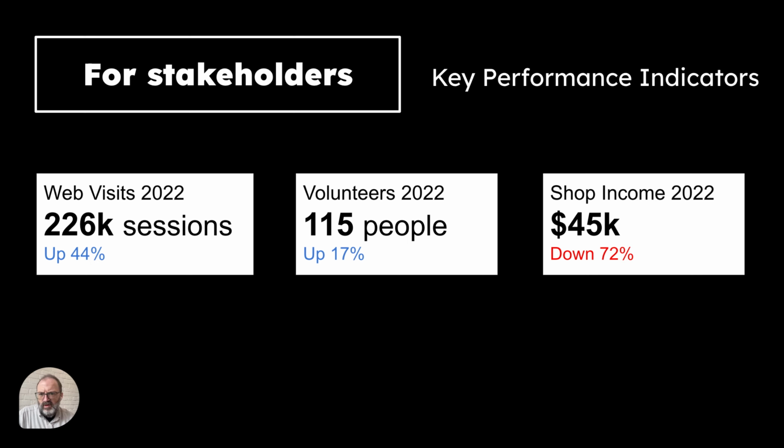Three examples we've got up here on the screen are web visits, volunteers, or shop income. These are basically three sets of information, and there are some thresholds there. We have 226,000 sessions, and that is up 44%. Or we have 115 volunteers, and that's up 17%. But our shop income is $45,000, and that's down 72%. There's a lot of information coming through, some simple lines of information here, but it is often used as a stick to beat people with, to make their working life a bit of a misery, to set targets that are not attainable. It can be quite a negative way to communicate between colleagues or stakeholders and organizations.